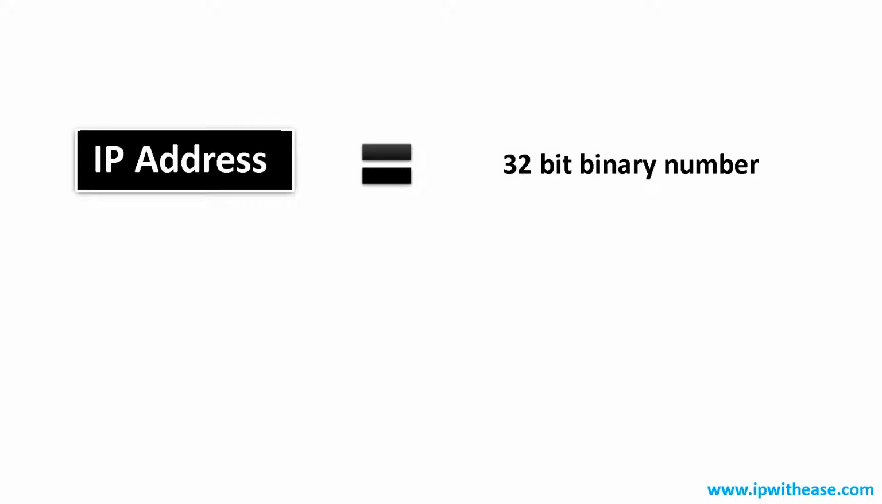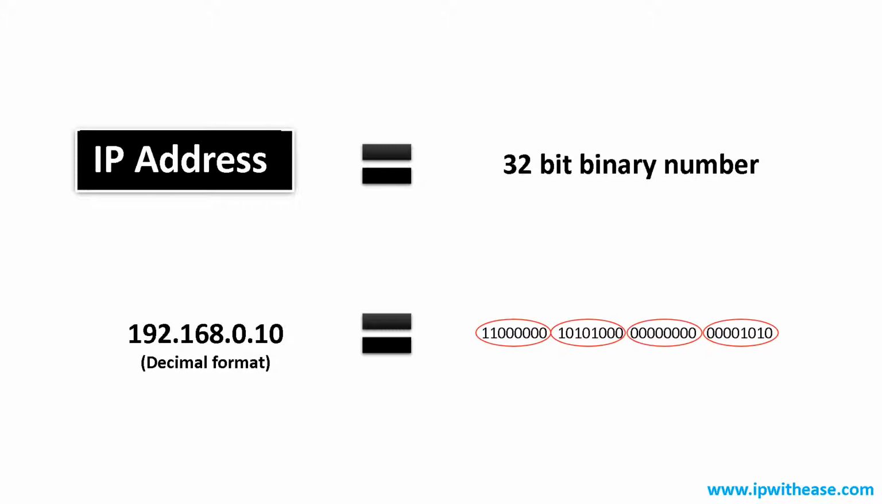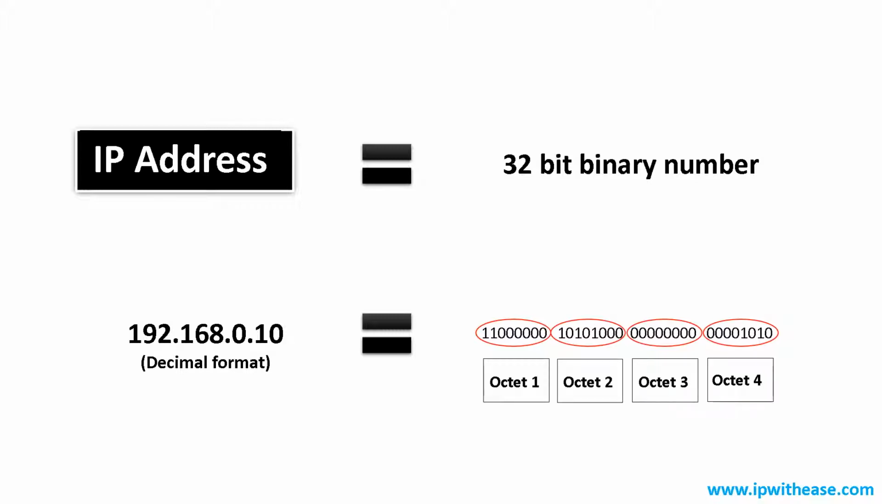An IP address includes 32 bits of binary number. In the given example of 192.168.0.10, when the decimal IP format is converted into binary format, we will get 4 sections of ones and zeros. These 4 sections of each set of binary numbers are called octets. An IP address will have only 4 octets of 8 bits each under binary format. These octets are called octet 1, octet 2, octet 3, and octet 4 respectively.